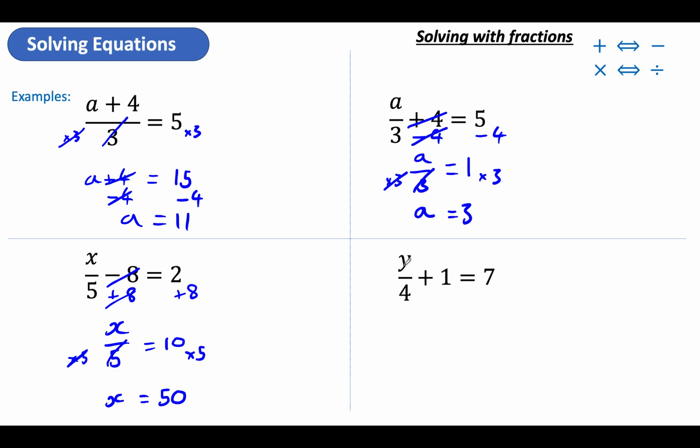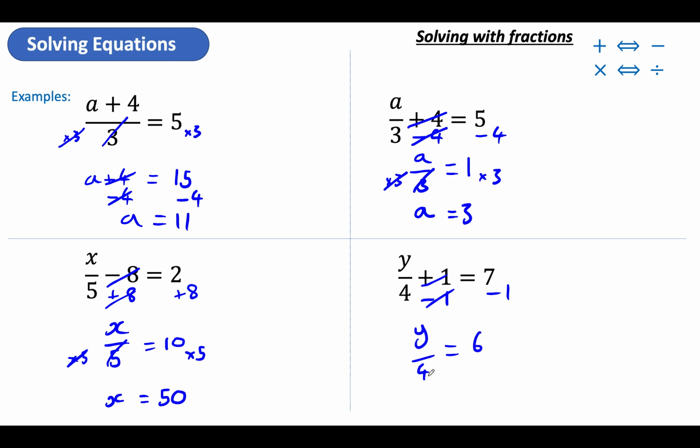This side, right, okay, what have we got? We've got not everything is over the denominator, so we'll deal with this loose number first. And let's just take away 1. 1 take away 1 leaves nothing. Just leaves y over 4, on its own. But I've got to do it to both sides of my equation. 7 take away 1 is 6.